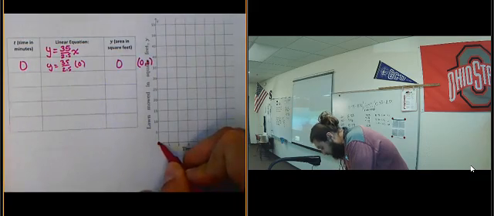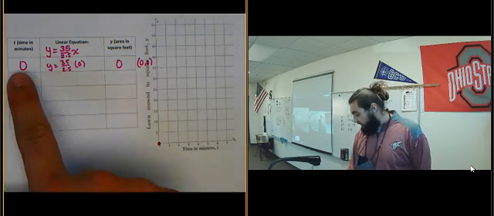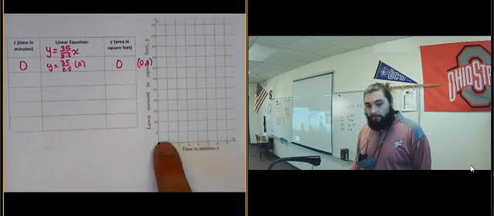We're going to place that point right down here on our graph. Our t value is 0, our y value is 0. Creates an ordered pair of 0, 0. Point goes right here at 0, 0.